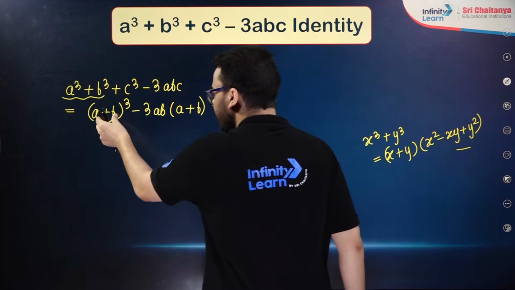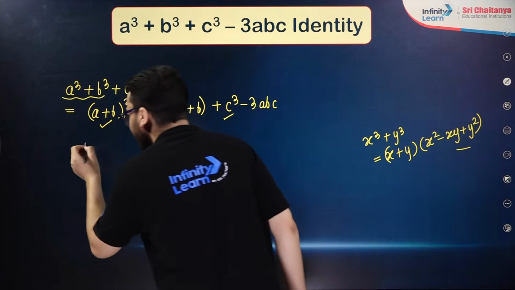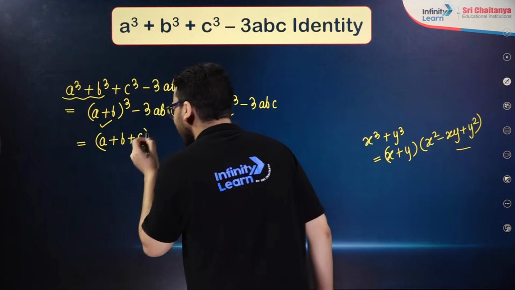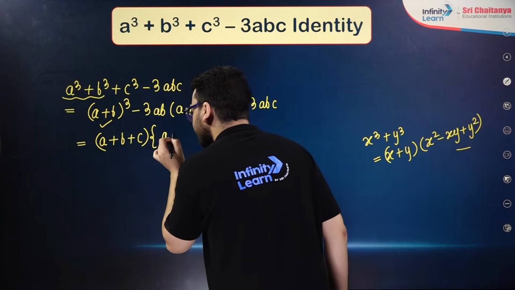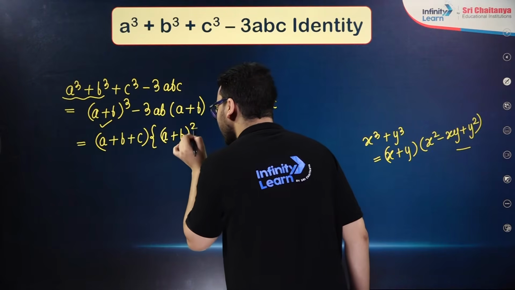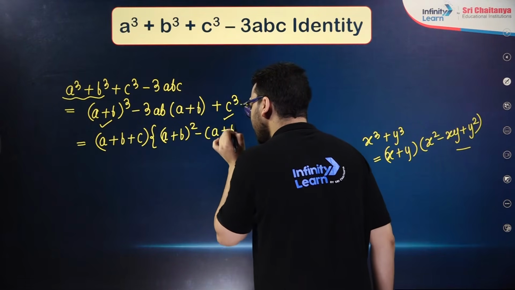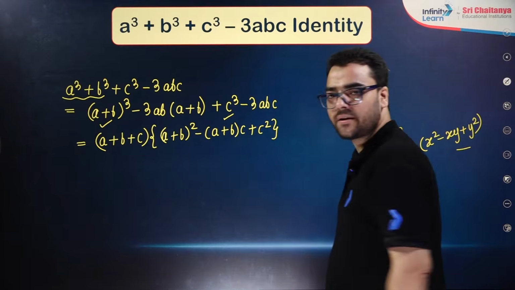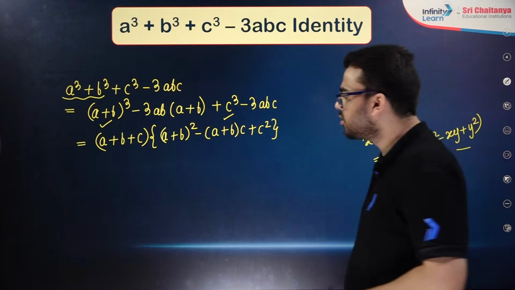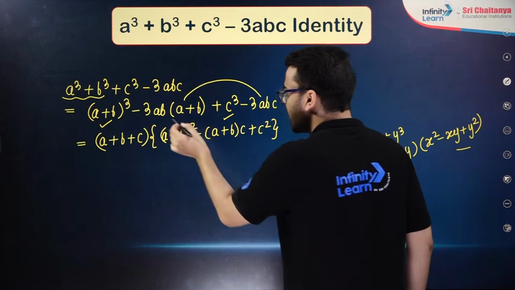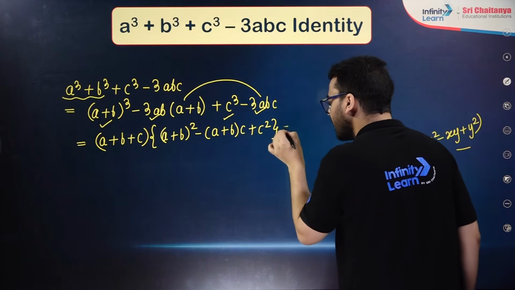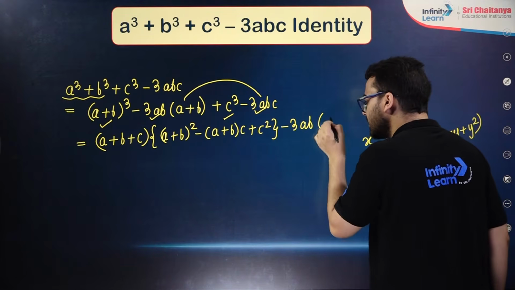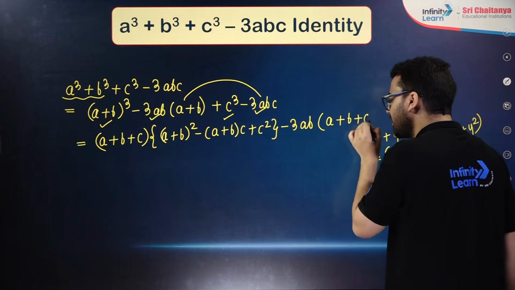So over here as well, using the x cube plus y cube identity, it will be x plus y, which is a plus b plus c. In the bracket, it will be x square minus xy, that is a plus b into c, plus y square, that is c square. Right? That is the first part of this identity. Now out of the other two terms, I can take minus 3ab as common, so I'll be left with a plus b plus c in the bracket.